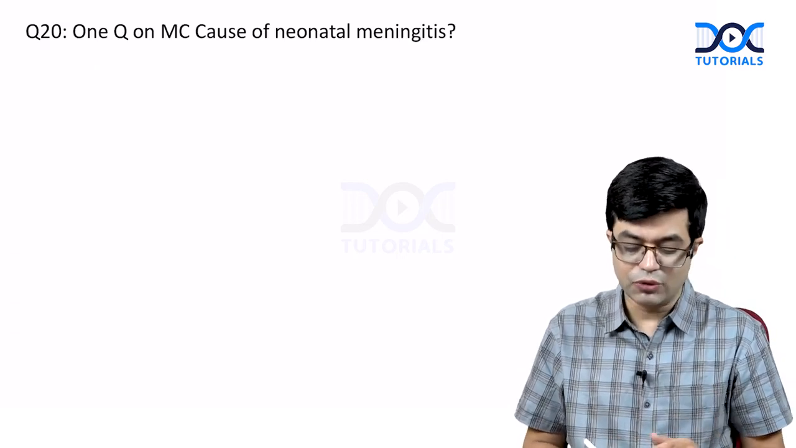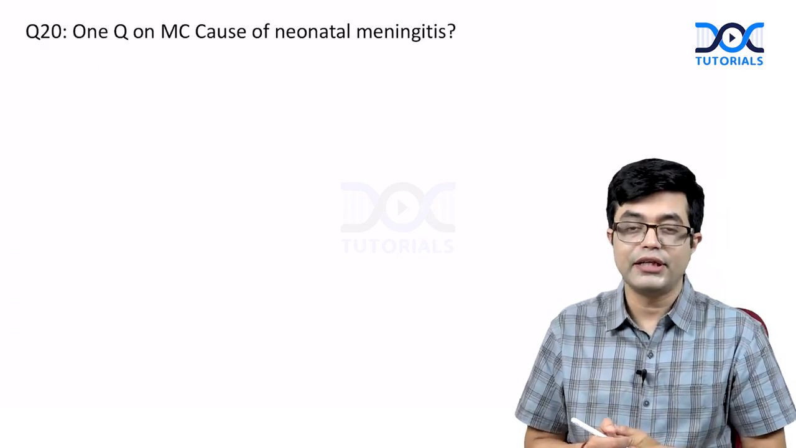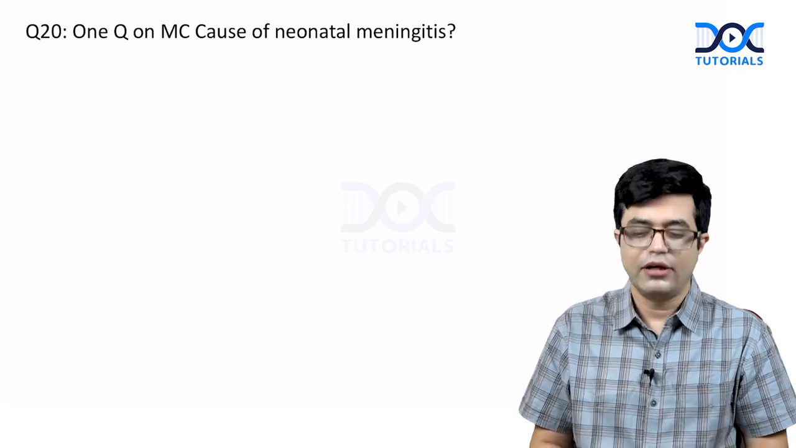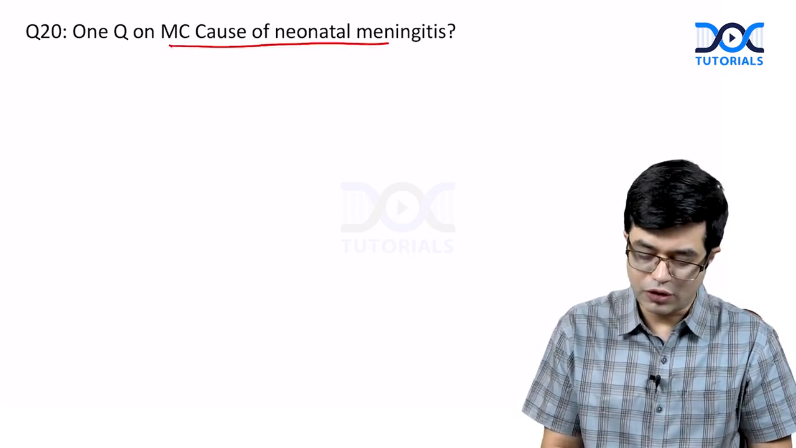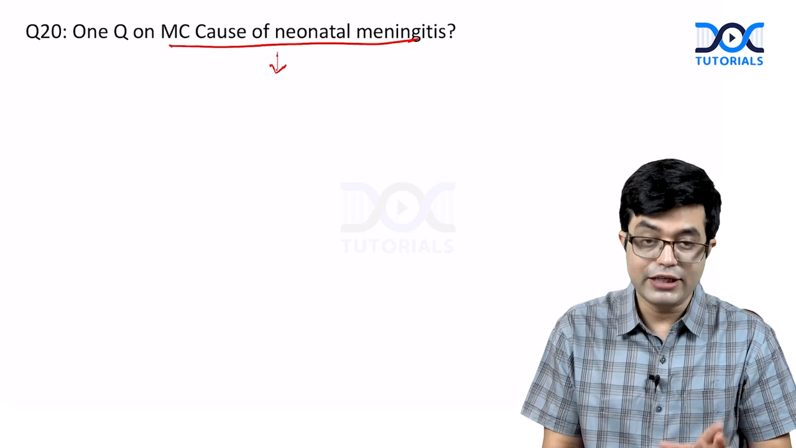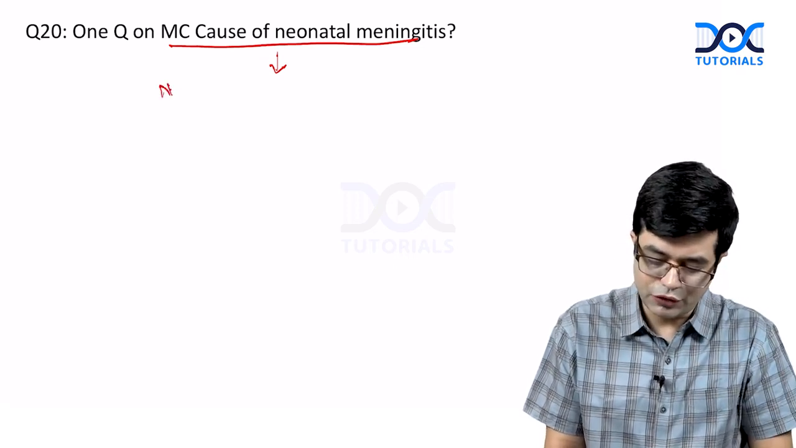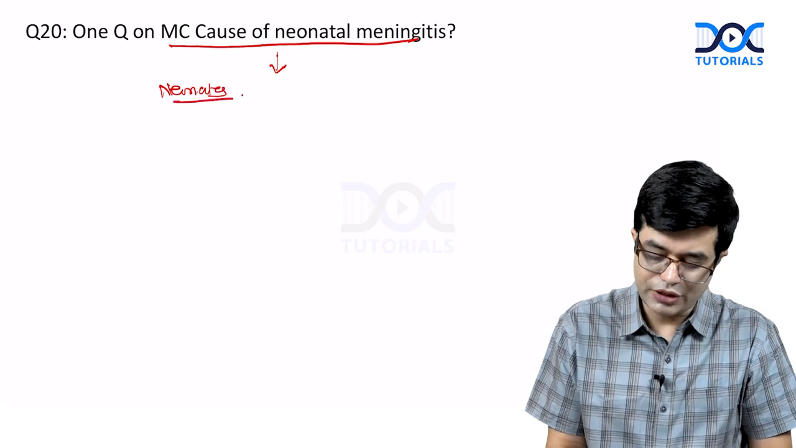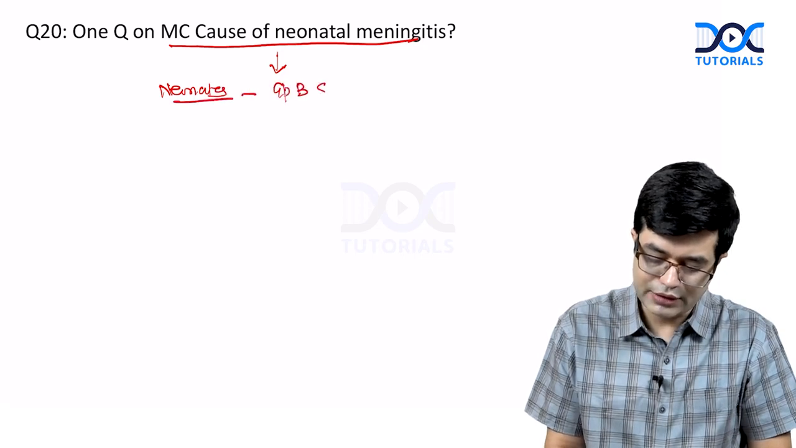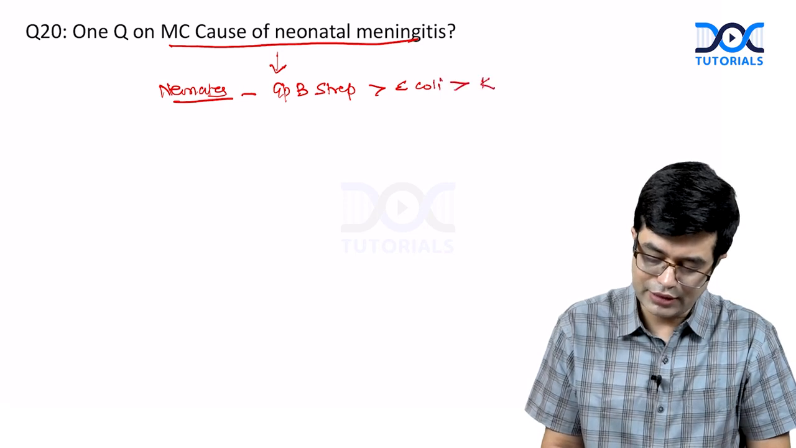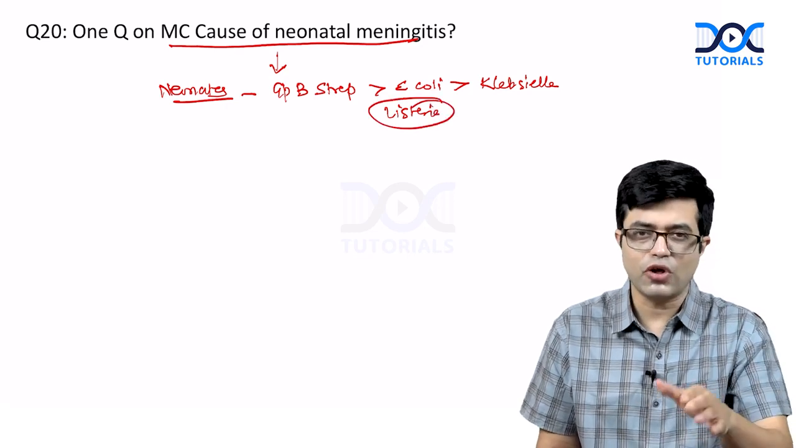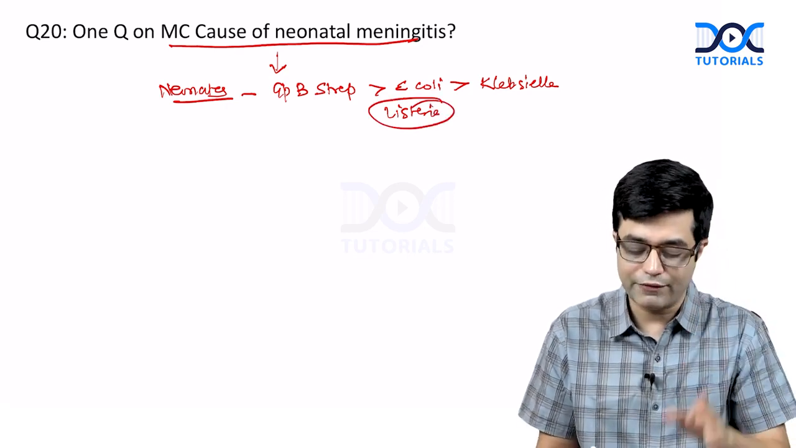There was one question on the most common cause of neonatal meningitis. Now the options were not recalled, but remember that in case of newborns, it is mostly caused by group B streptococcus, followed by E. coli, followed by Klebsiella, and both in India and the world, Listeria is also a common pathogen, right? Not the most common, but among the top 4 or 5 causes.